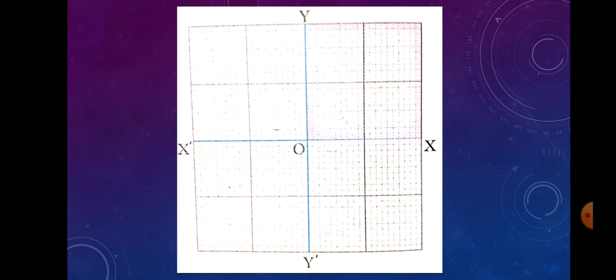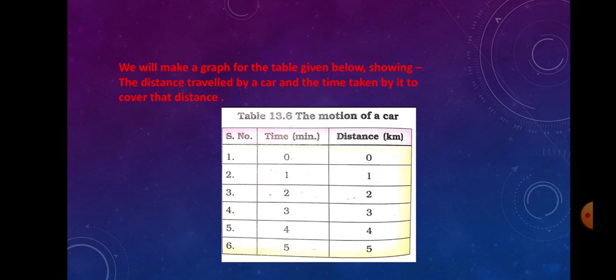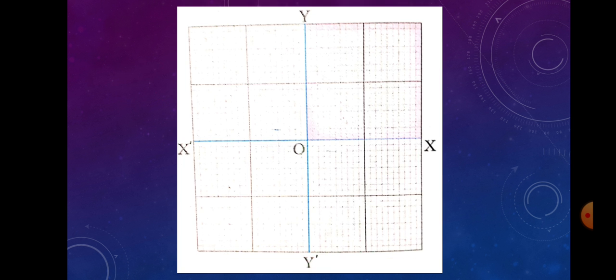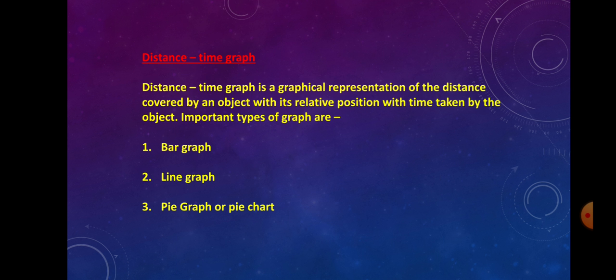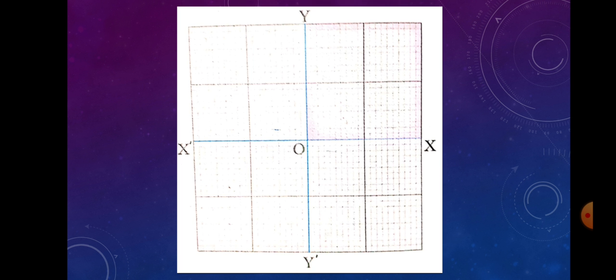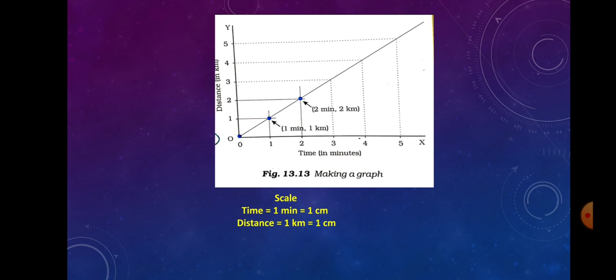Now we will make a graph for the table given below, showing the distance traveled by a car and the time taken by it to cover that distance. This is Table 13.6, which is given in the NCERT book in the same chapter. This is the figure I was talking about in how to make a graph. So YOY' and XOX', you can see it.